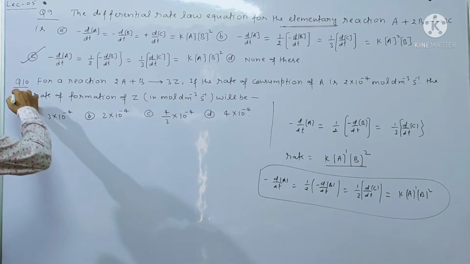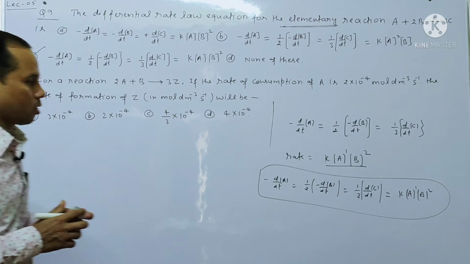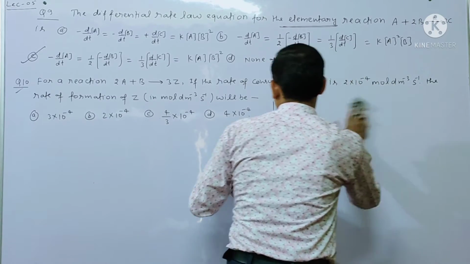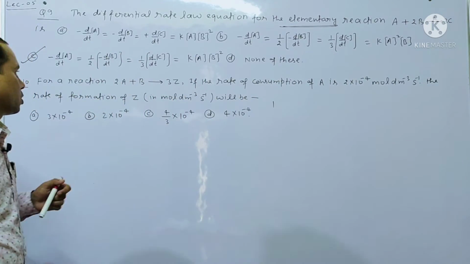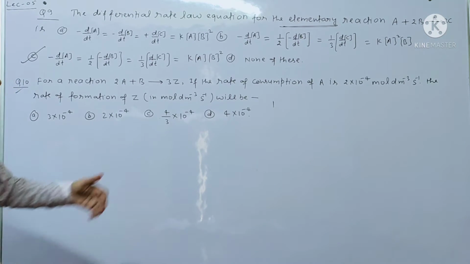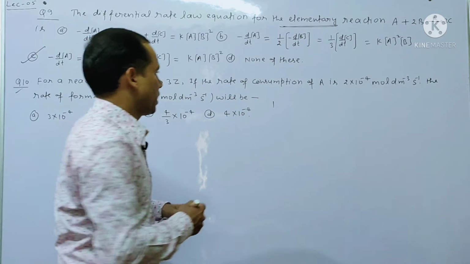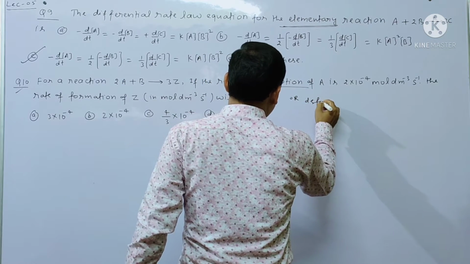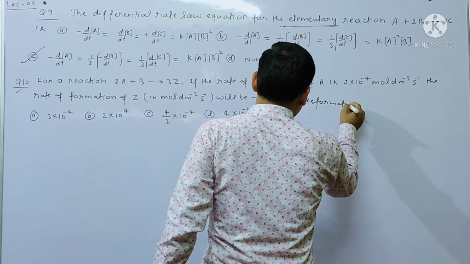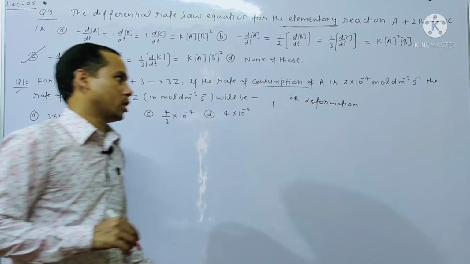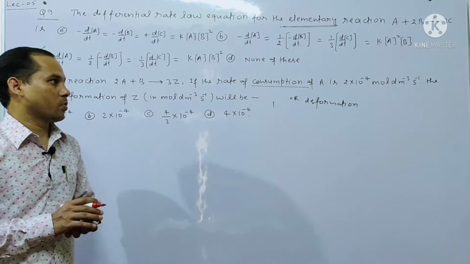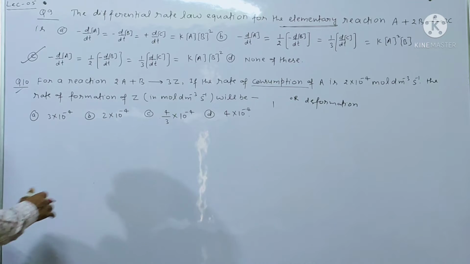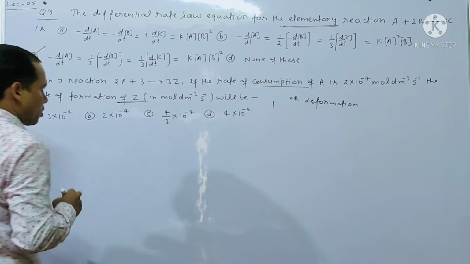Now question number 10 is also a very interesting and important question. For the reaction 2A plus B gives 3Z, the rate of consumption, or simply the rate of disappearance, of A is 2 into 10 to the power minus 4 mole per decimeter cube per second. What will be the rate of formation of Z? So actually we have to calculate the rate of formation of Z.